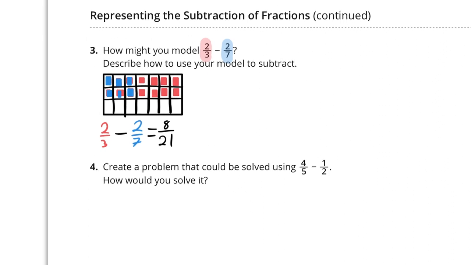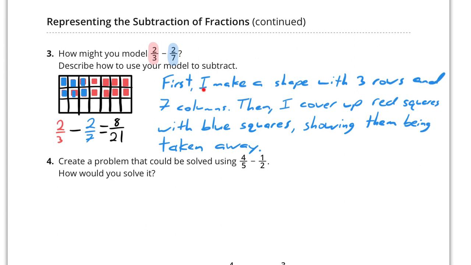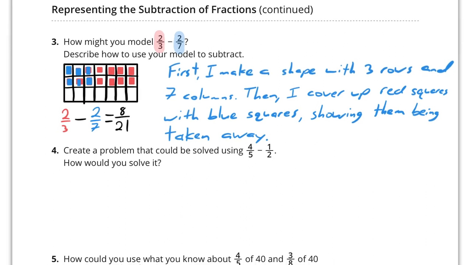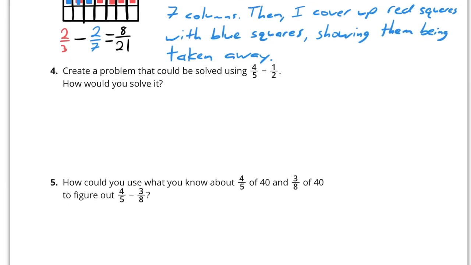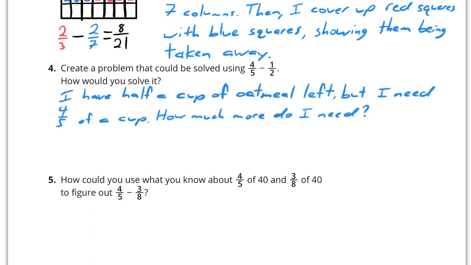And to describe how to use my model to subtract, I might say something like this. First, I made a shape with 3 rows and 7 columns. Then I covered up red squares with blue squares, showing them being taken away. Next, they have us creating a problem that could be solved using 4/5 minus 1/2. How would you solve it? All right, here's my problem. I have half a cup of oatmeal left, but I need 4/5 of a cup. How much more do I need?